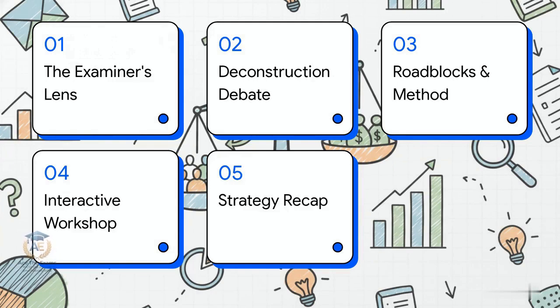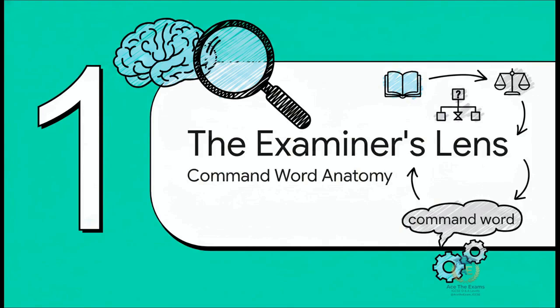To get you to that top tier, here is the exact architectural blueprint for today's explainer. We're starting with the examiner's lens, then we'll break down a peer deconstruction debate, look closely at roadblocks and method marks, dive into a fast-paced interactive workshop, and finally, lock it all in with a strategy recap. Let's get straight to it. Act 1. The examiner's lens and command word anatomy.